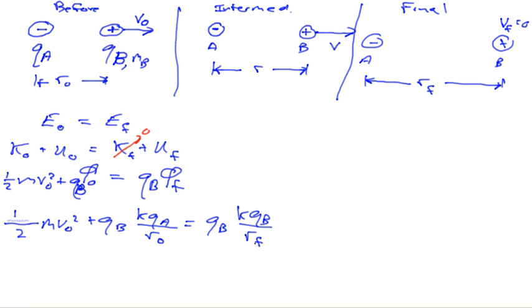I think I'll multiply both sides by RF and divide both sides by everything that's on this side. Also, I'm going to distribute this QB. This was QA, the electric potential, KQA over RF. That's the electric potential due to charged particle A at a distance RF from particle A.